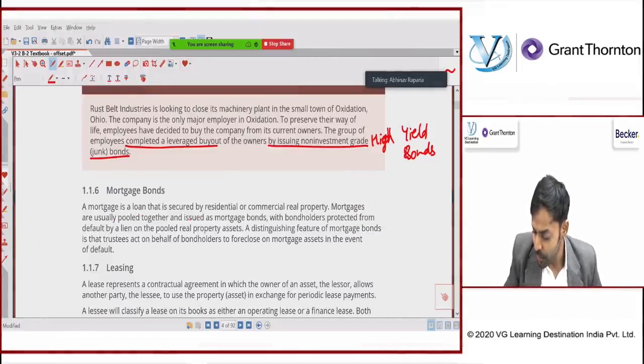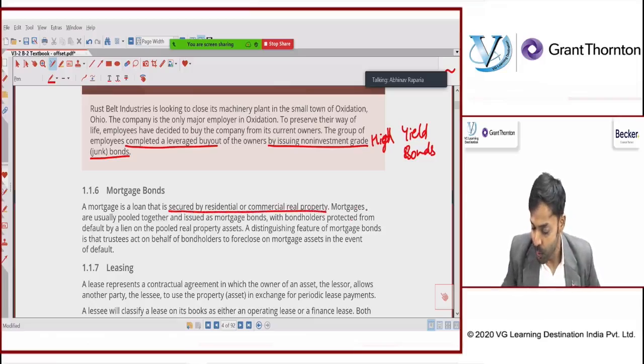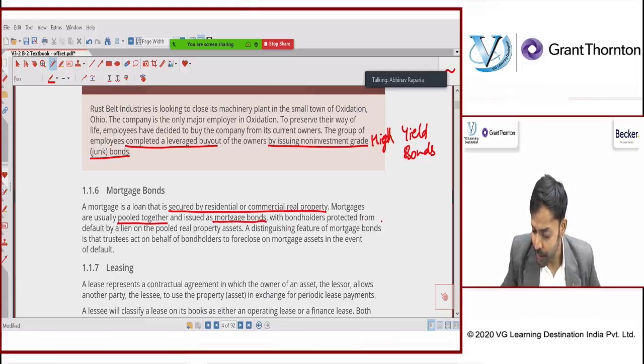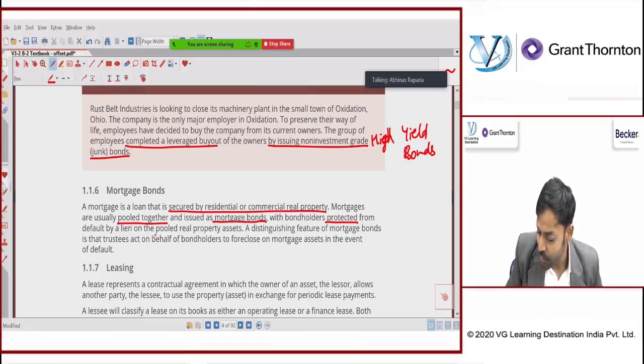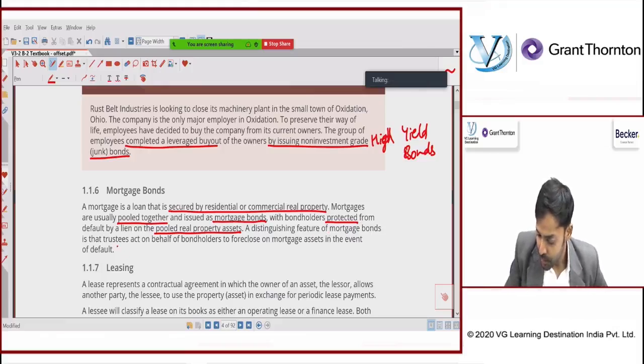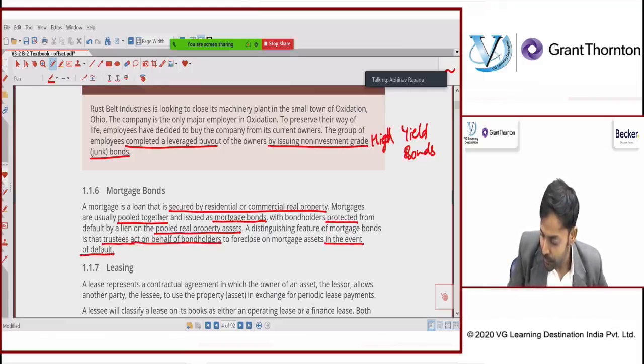A mortgage loan is a loan that is secured by residential or commercial real property. Mortgages are usually pooled together, we have done that, we have pooled the entire chunk, and it is issued as mortgage bonds, with the bondholders protected from default. How are they protected? They are protected by the lien on the pooled real property. A distinguishing feature of mortgage bonds is that the trustee acts as a custodian of the bondholders to foreclose on the mortgage assets in the event of default. So here the trustee acts on behalf of the bondholders in the event of default.